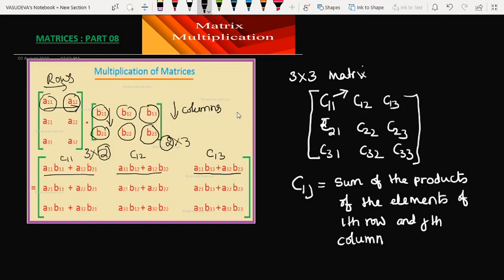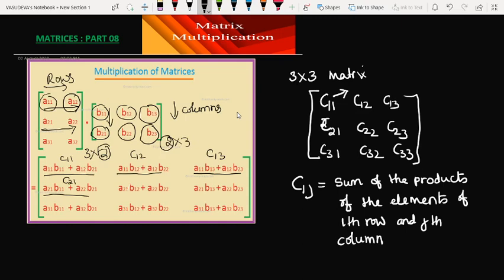So next, what do we have to do? We have to go to the second row. When you take the second row, we have to match the elements of the second row with the first column, second column, third column, take the products and add them. So here, the second row and the first column: A21 into B11 plus A22 into B21. So this is the element C21.